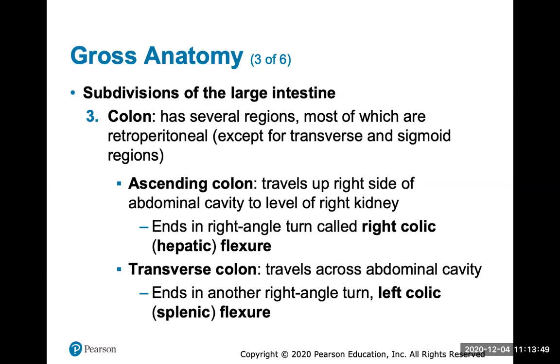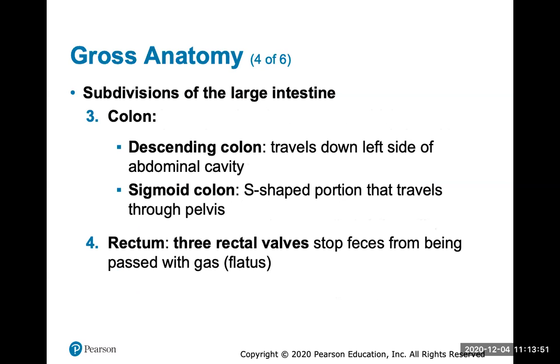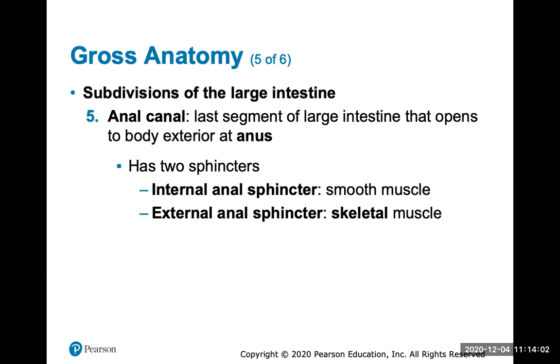The colon has several regions: the ascending, transverse, descending, and sigmoid colon, which you can review from anatomy. In the rectum, you have 3 rectal valves that stop feces from being passed with gas, which is probably a good thing. And then the anal canal is just the last segment that opens to the body exterior at the anus. It has 2 sphincters. The internal sphincter is smooth muscle under involuntary control, but the external anal sphincter is under skeletal muscle control, and that's something you can control.